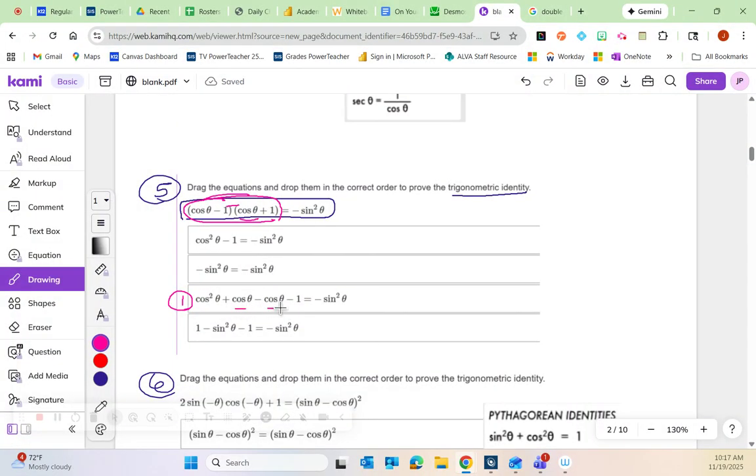The two inside terms are like terms and they are opposites, so they will cancel. And that's going to leave me with cosine squared minus 1. So that would be my second step.